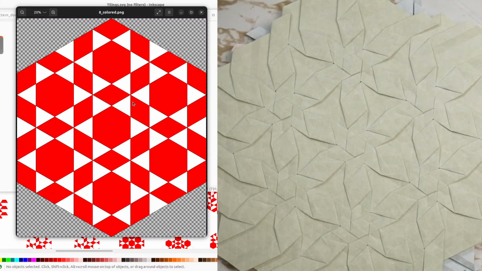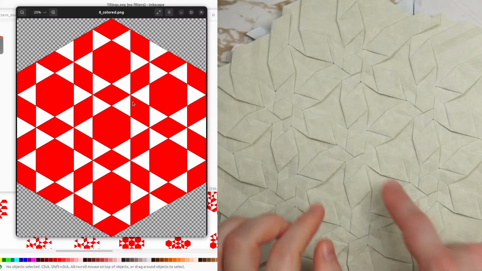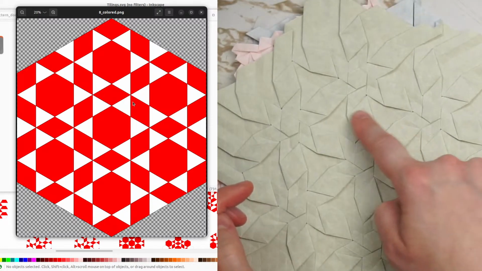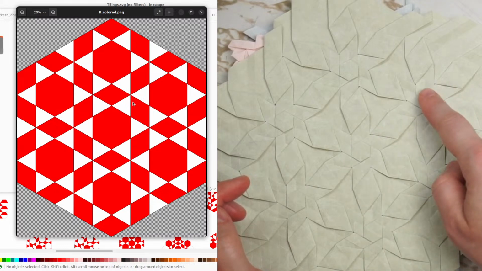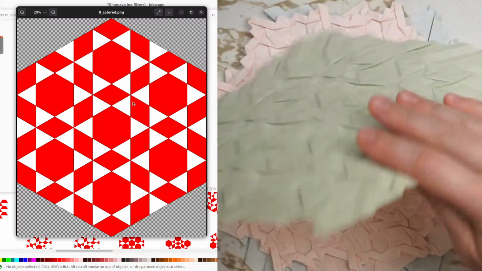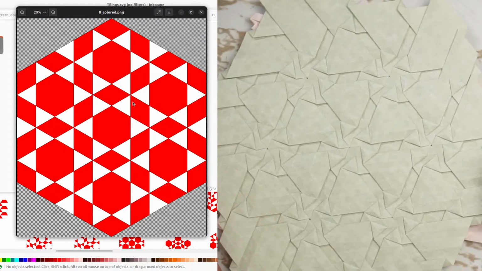And the symmetries here are a little bit different too. The hexagon is still a position of 6-fold rotational symmetry. The rhombus is still a position of 2-fold rotational symmetry. But the triangles are not in positions of symmetry.